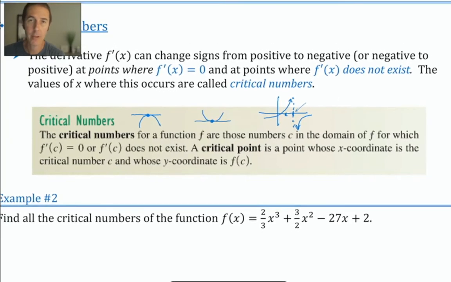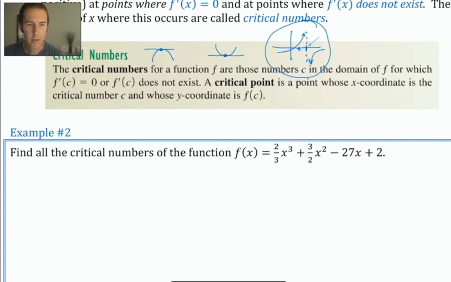Now, if you have a vertical asymptote, you're not going to have a critical point there because there is no point. The function is undefined. You will, however, have a critical value there. My little example here, when x equals +2, x equals 2 is a critical value, but there's no critical point. It's an asymptote.